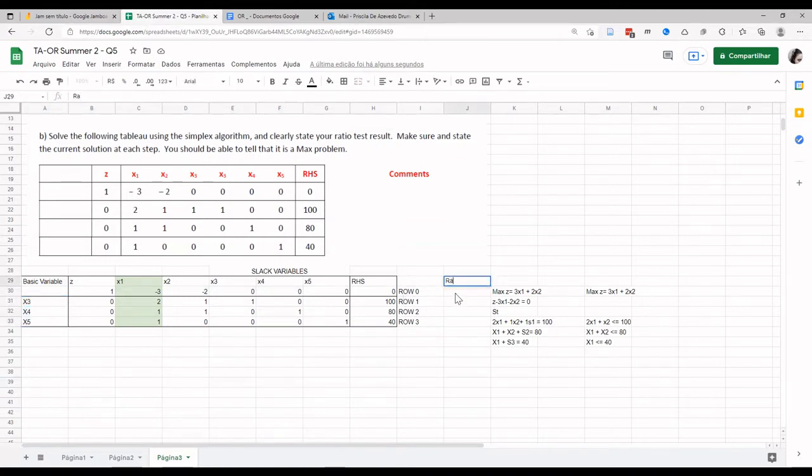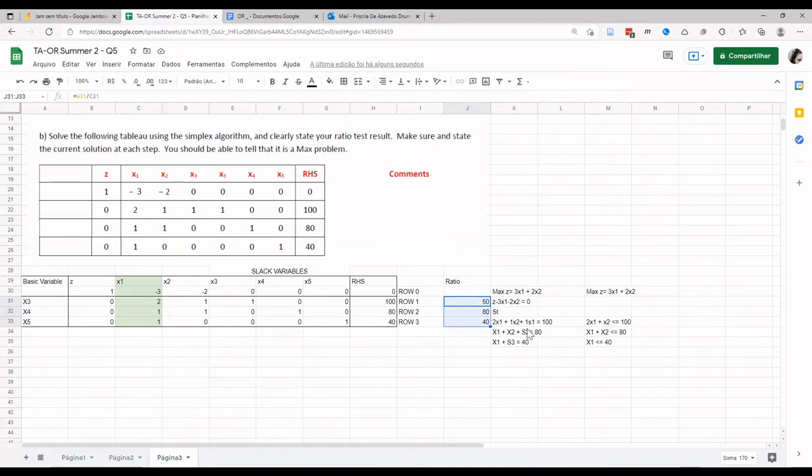So the ratio test is just the division of the right-hand side by the corresponding value here in the column of the variable that I want to enter the basis. So in this example, I have 800 divided by 1, 100 divided by 2, and 440 divided by 1. And that will give me those ratios. And also what that represents.